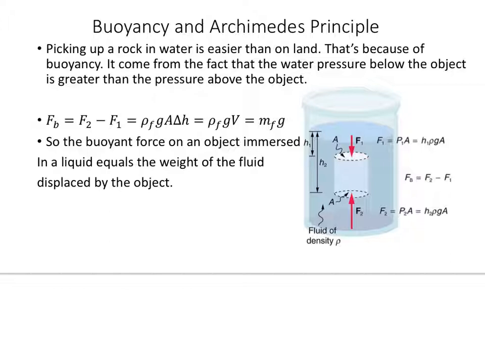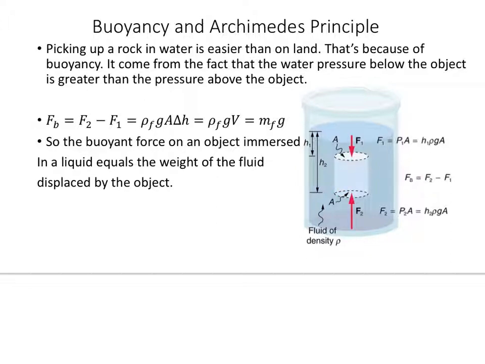And the upward pressure would be equal to H2, which is this bigger height here, or depth, times the density of the liquid times G times this same area. Okay, so the buoyancy is going to be the difference between these two forces. And so therefore, that is going to be equal to the density of the fluid times G times this area times the difference in these two heights.